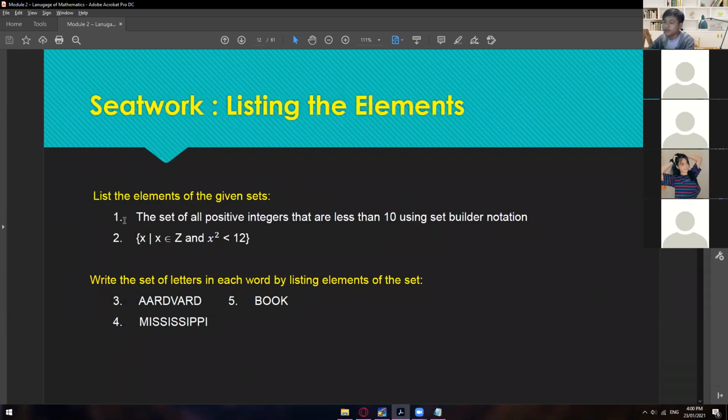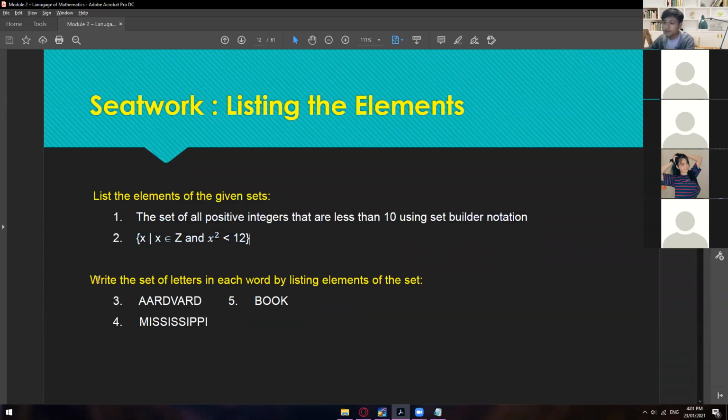So we have here a total of 5 numbers. Listing the elements: just list the elements of the given sets, just like the example we had in our last slide. Number one is the set of all positive integers that are less than 10 using set builder notation. Just list all the elements. And for number two, list the elements also.